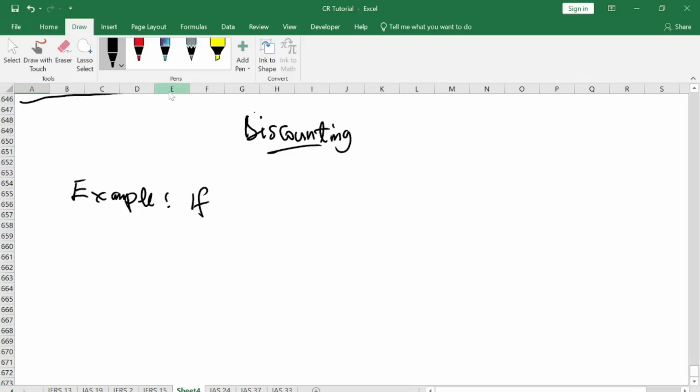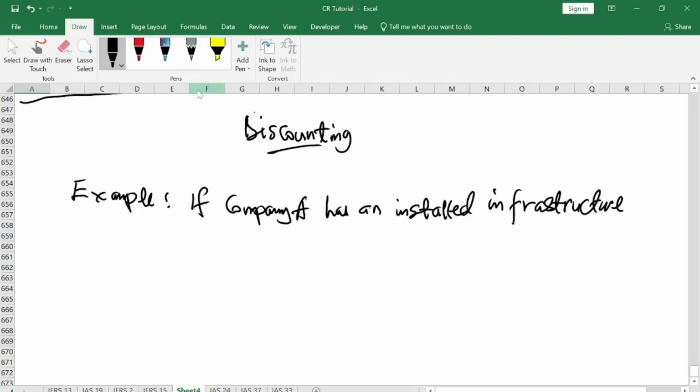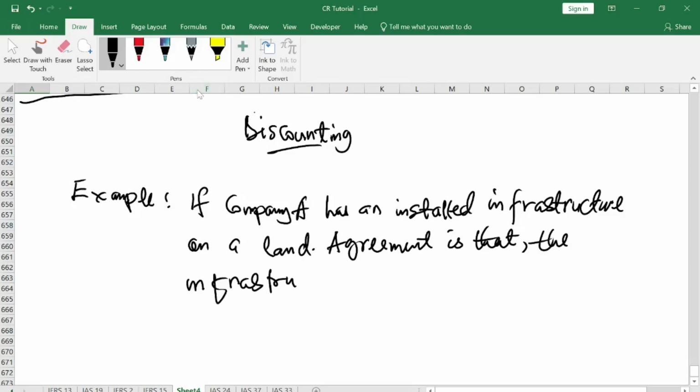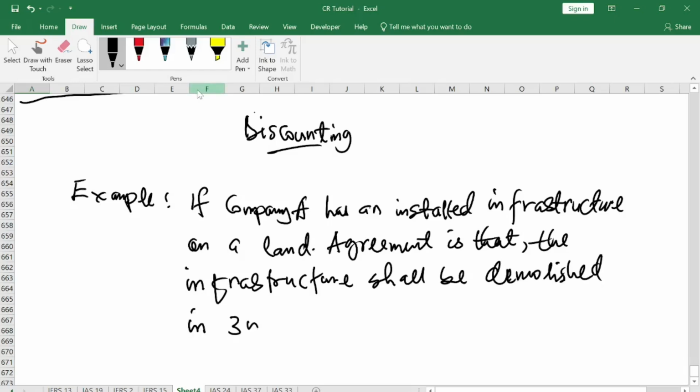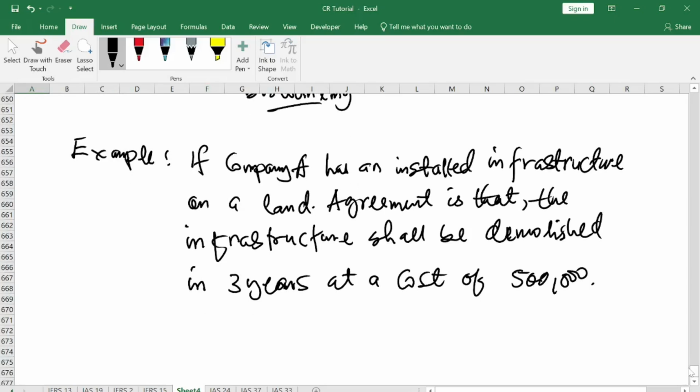Example, if company A has installed infrastructure on a land, the agreement is that the infrastructure shall be demolished in 3 years' time at a cost of 500,000. All right, so this is a typical example of discounting provisions.